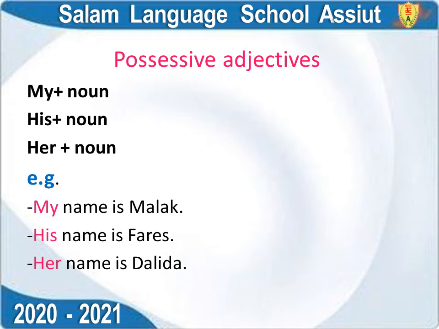Again, my name, اسمي أنا, is Malak. His name, اسمه هو, is Ferris. Her name, اسمها هي, is Dalida.